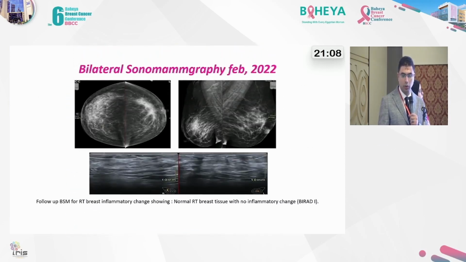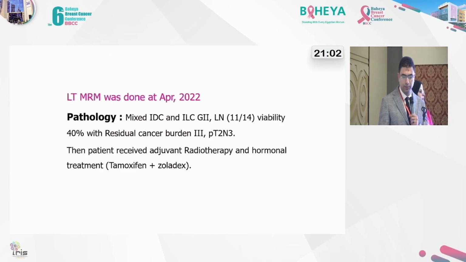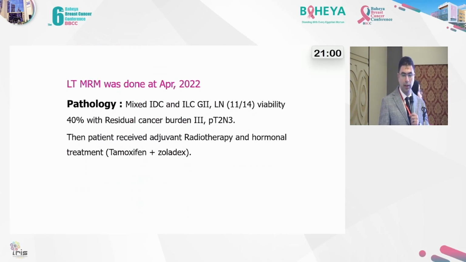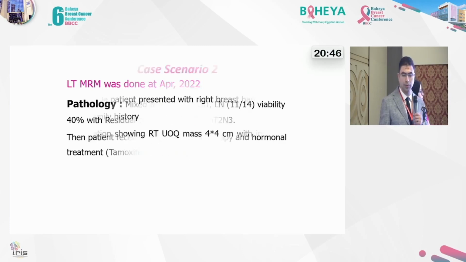This is a bilateral sonography after neoadjuvant, showing right breast tissue with no inflammatory change. Left MRM was done and showed mixed invasive duct and invasive lobular, grade 2, lymph node 11/14, residual cancer burden 40%, grade 3, pathological T2 N3. Patient needs adjuvant radiotherapy and hormonal treatment, tamoxifen and Zoladex.